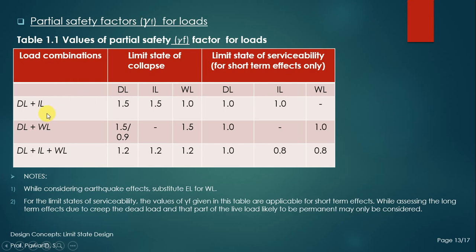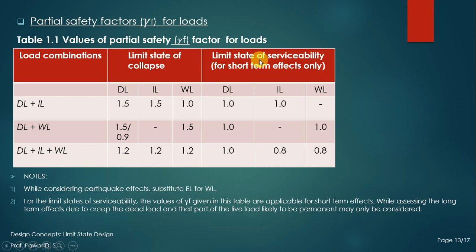First you are going to see the combination dead load plus imposed load. For dead load plus imposed load in the limit state of collapse, the partial safety factor for dead load is 1.5, for imposed load it is 1.5, and for wind load it is 1. For dead load plus wind load, the factors are 1.5 or 0.9 and 1.5, and similarly for dead load, imposed load and wind load, the factors are 1.2, 1.2, 1.2.